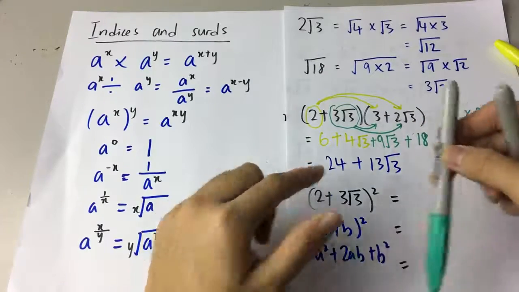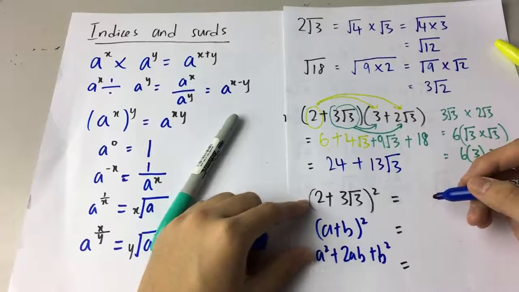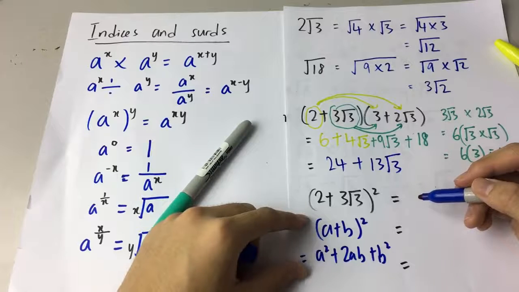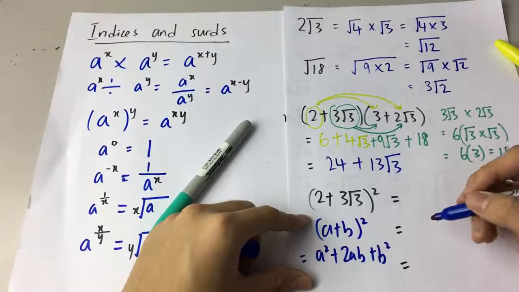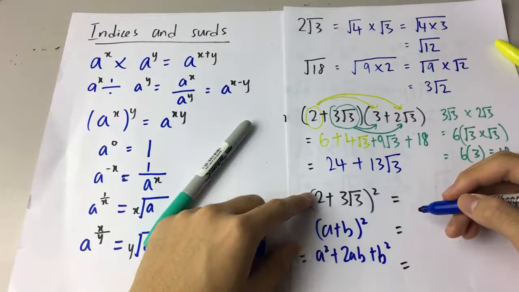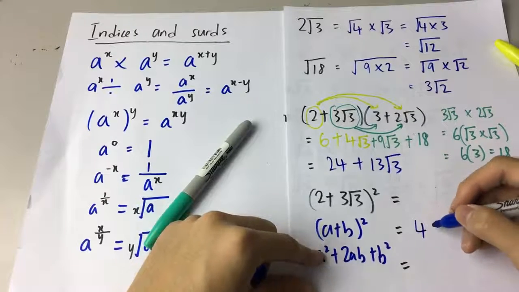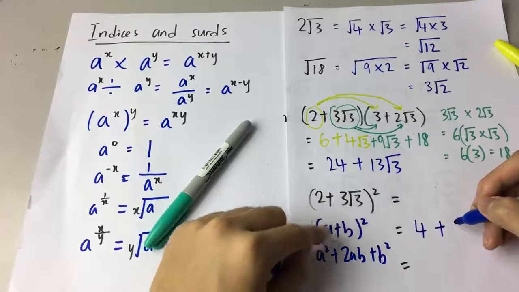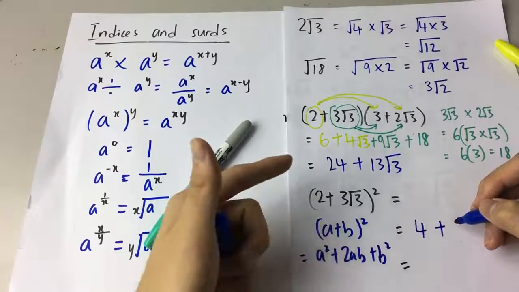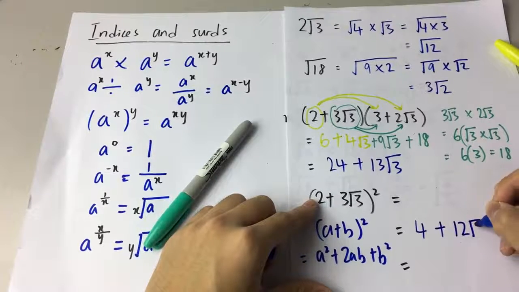Now for this one, I want to use the fast method first. We will use this property. Remember (a plus b) squared gives you a squared plus 2ab plus b squared. Using this formula, 2 is a, so we plug it in. 2 squared is 4. 2ab means 2 times 3 root 3. So 2 times 2 is 4, 4 times 3 is 12, 12 root 3.